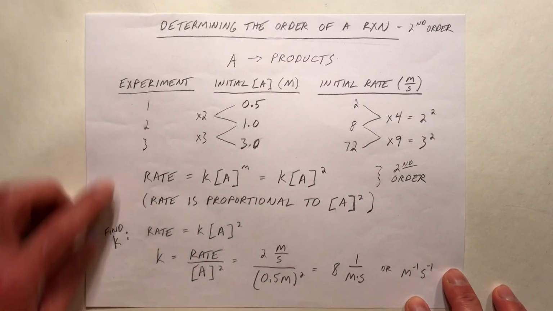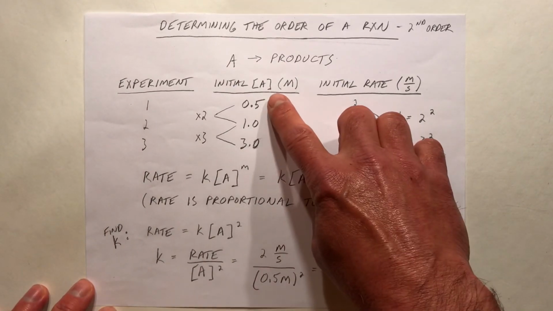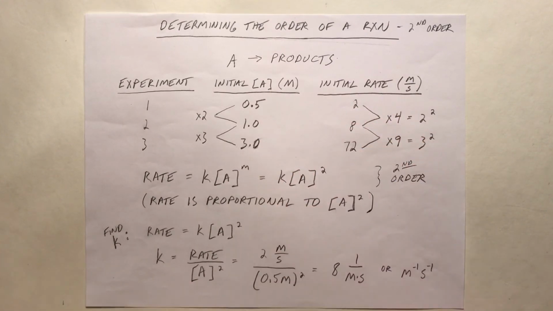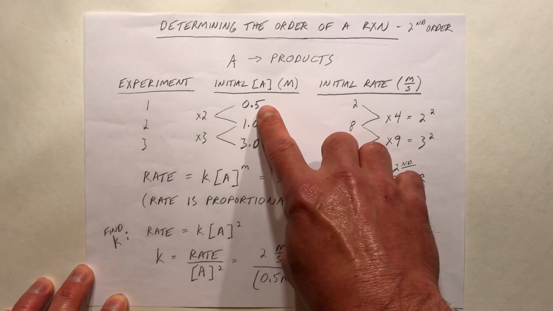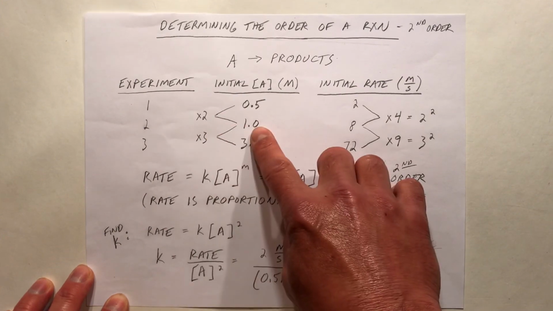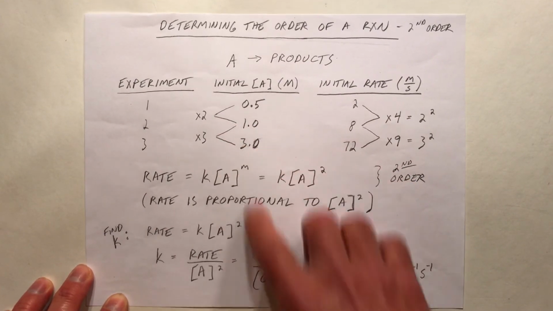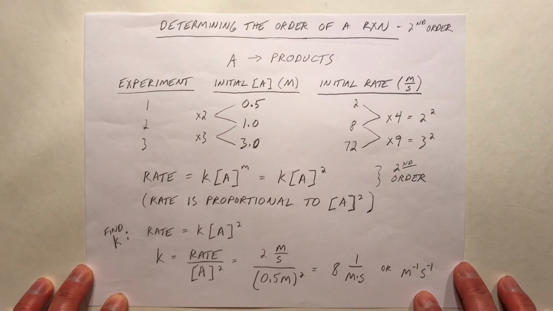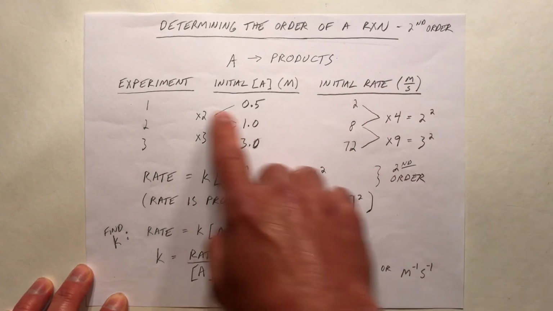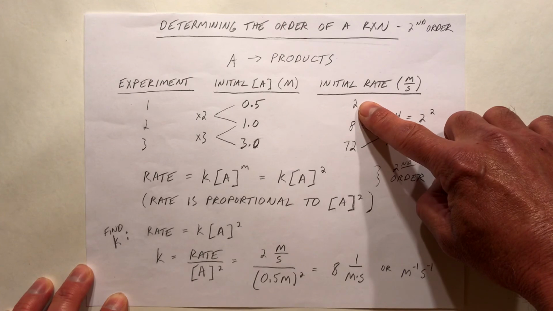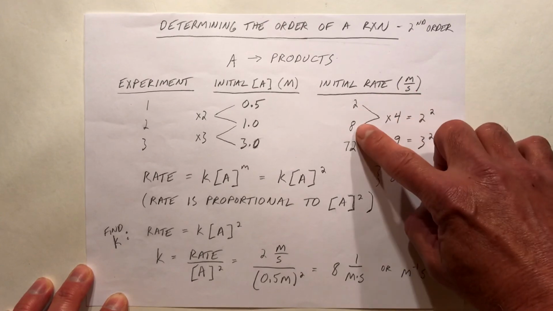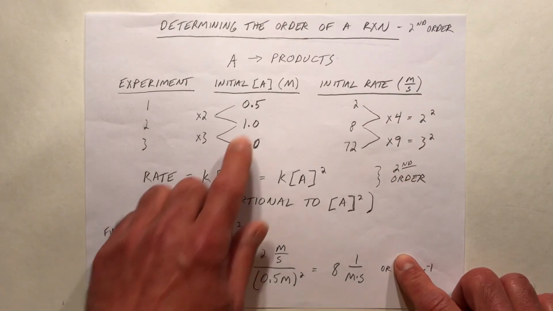We've run 3 experiments, and again, we very deliberately decide what the concentrations would be, or whoever sets up the experiment would decide that. And you typically would want to use very simple multipliers. So we have a concentration of 0.5, we double it so that we have a concentration of 1, and then we triple it so we have a concentration of 3. Let's take a look at what happens to the initial rate when we run each of these experiments. In the first experiment, the initial rate is 2 molarity per second, then it becomes 8, then it becomes 72.